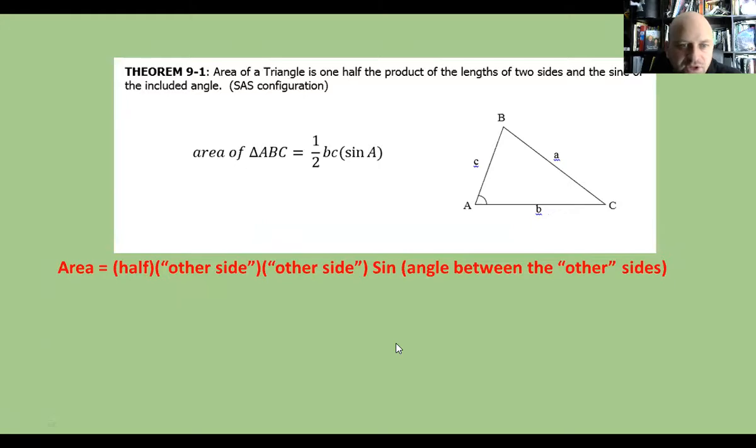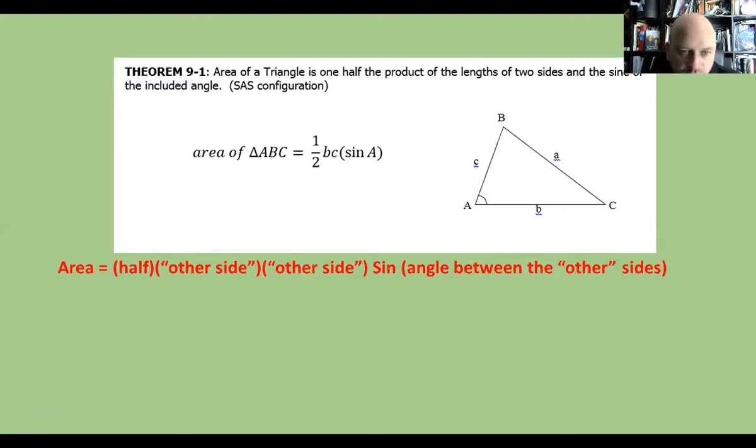Specifically acute triangles. Now, if you look at the formula here, we have 1/2 BC sine of A. If we look at angle A, that is where this is coming from. The B and the C are the two sides that create that particular angle. So those are the three things we're looking for: two sides and the angle in between them. That's what we need to be able to figure that out. This also looks like side angle side, which is what we've talked about before.